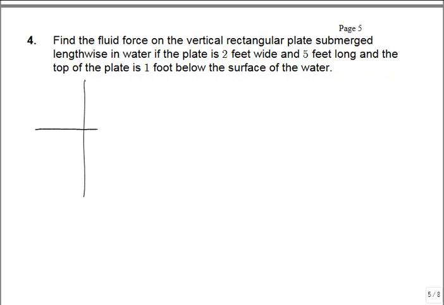So if here's my axes, what I'm going to do is represent the fact that this is 1 foot below the surface of the water. I'm going to go down 1 foot, and then I'm going to draw my plate, and I'm going to center it just like this. You don't have to draw it this way. You just want to pick a method and be consistent with it. Okay? So this is what my plate looks like in the water. It's vertical. It's 2 feet wide, so that's going to be this dimension, and 5 feet long, so that's going to be this dimension here, and 1 foot below the surface of the water. So I'm thinking of that x-axis as my water level.